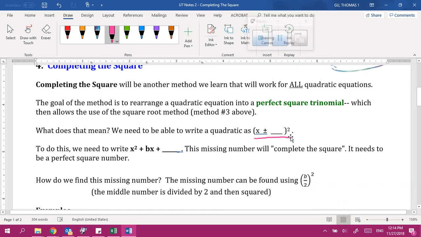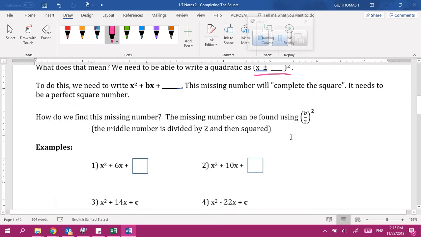And so to do this, we're going to write x squared plus bx plus a blank. We don't know what goes in that blank, okay? But when you find out the number that goes in this blank, then this equation can condense into a perfect square, like the parentheses x plus the blank squared. This is called completing the square because we're trying to complete this equation to make it into a perfect square. But how do you find that number? It's very simple. You're just going to take b divided by 2 and then square. That's what goes in there.